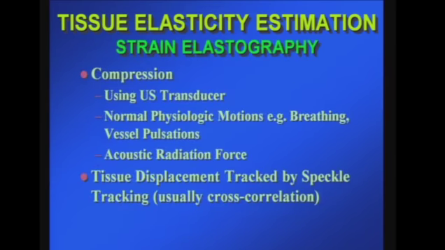So the static or quasi-static methods, which include strain elastography, are performed as follows. You first apply a gentle compression using an ultrasound transducer. You can also obtain compression from normal physiologic motions such as breathing or vessel pulsations. And finally, the third method of applying a compression to tissue is by using a method called acoustic radiation force. The tissue displacement is tracked by a method called speckle tracking, which is usually a cross-correlation technique.